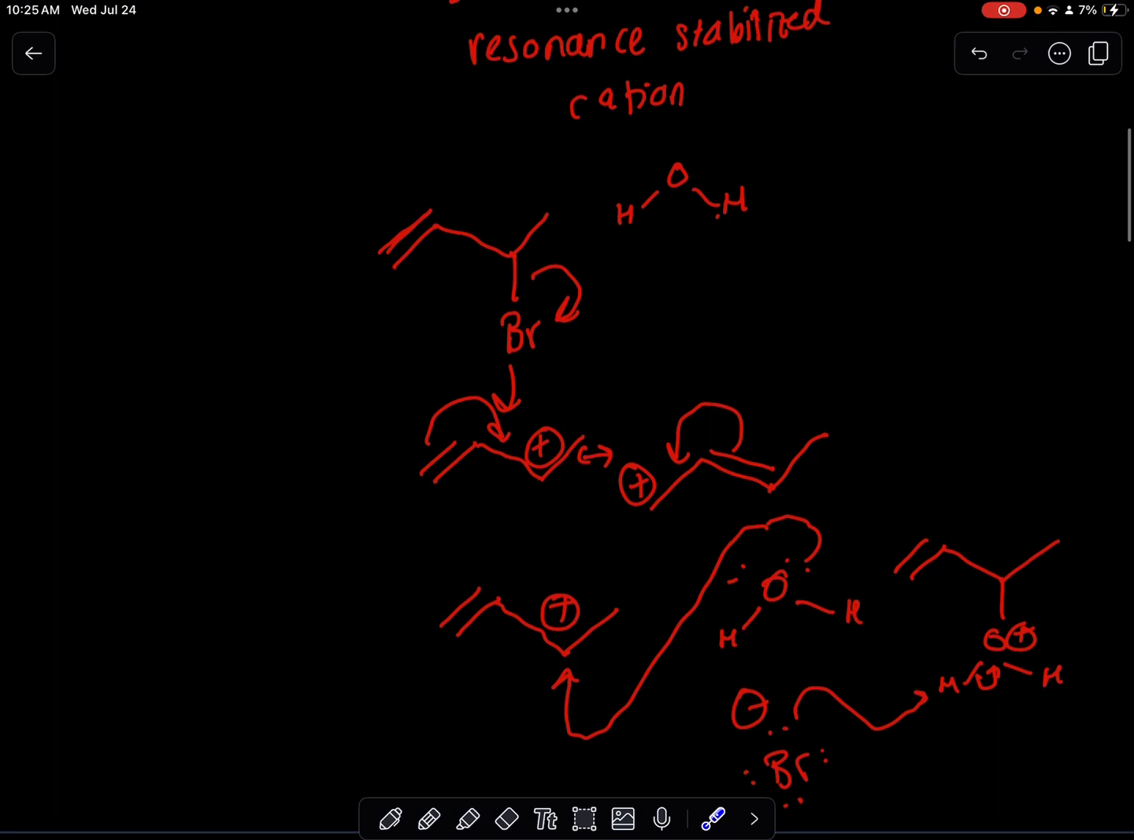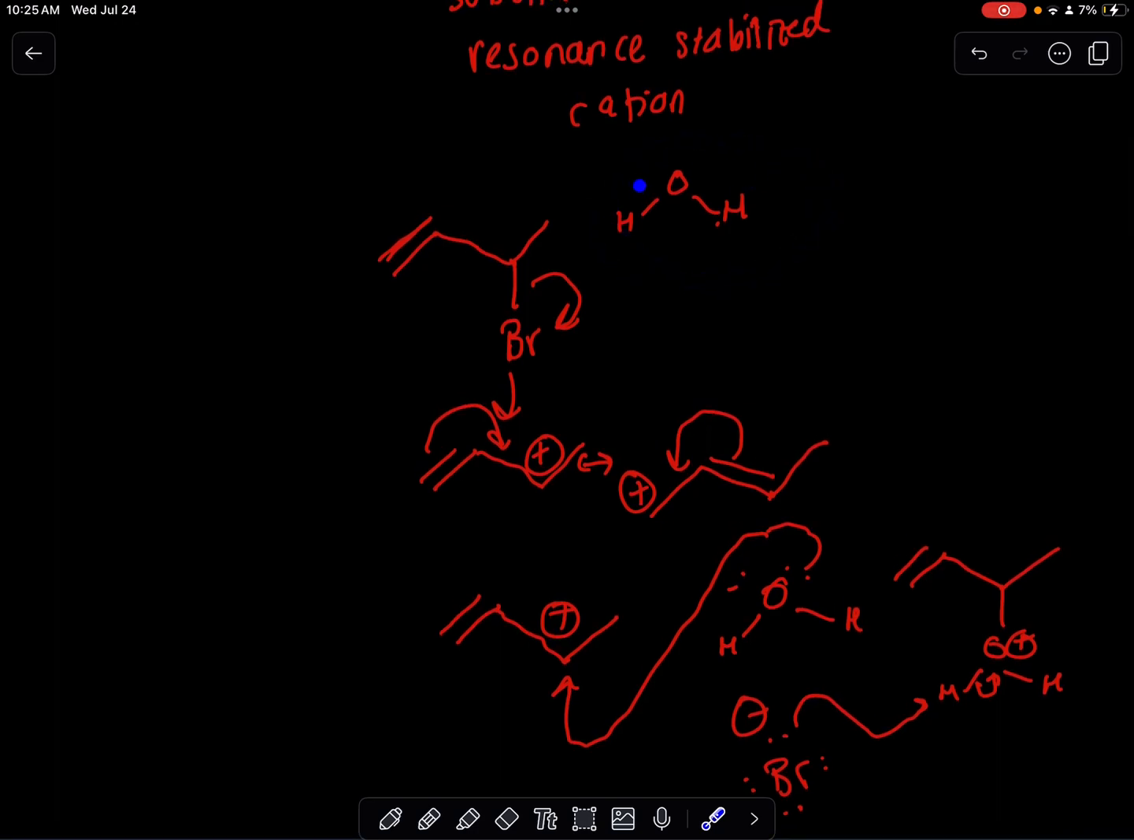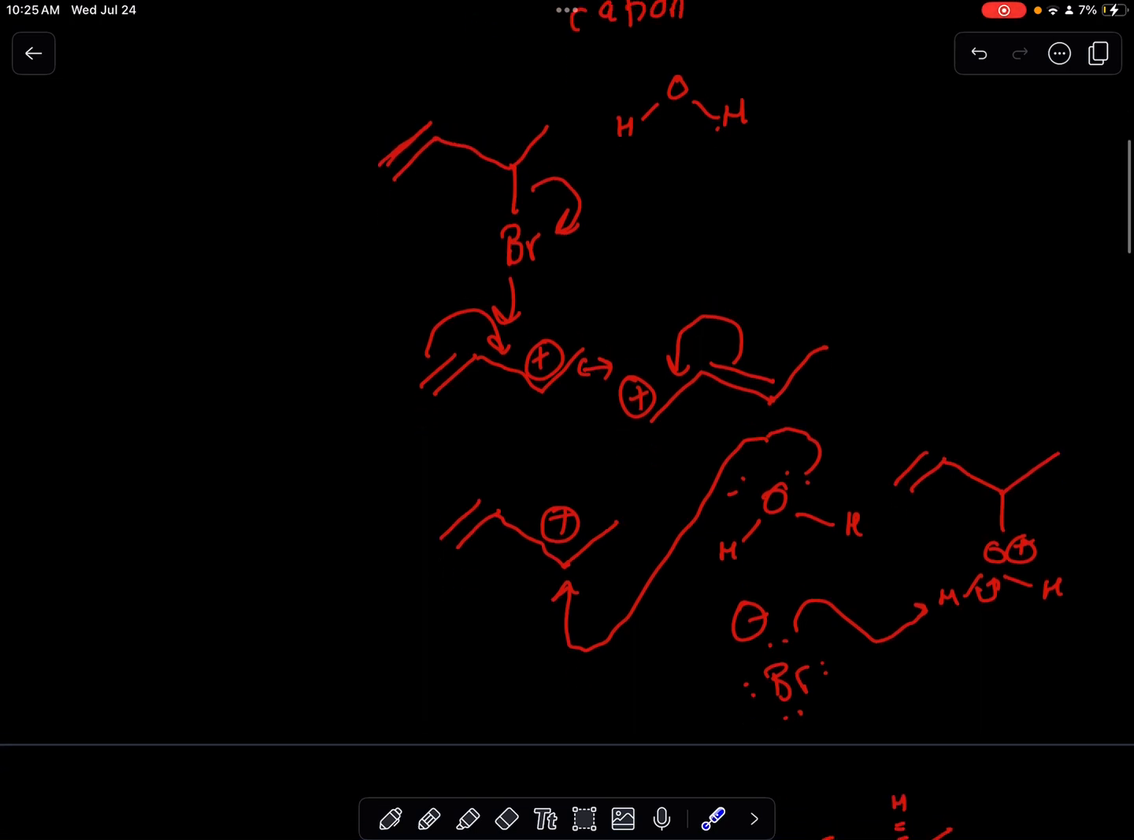So let's have a look. So here we have water, which is a weak nucleophile. The second thing we have is a resonance stabilized cation. So what's going on? This double bond can move here and stabilize the cation that forms on the carbon which contains the leaving group. Remember, the cation forms on the carbon with the leaving group because once the leaving group has left, it forms the cation. That is the first step of an SN1 mechanism.